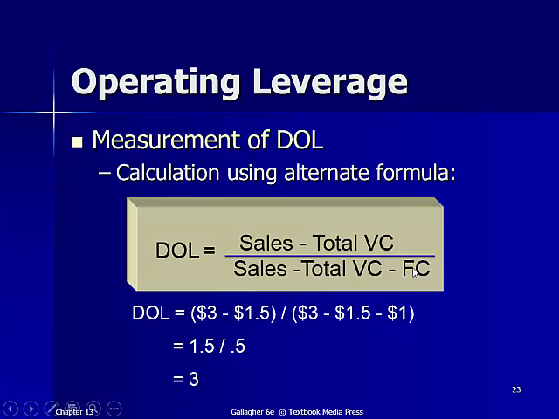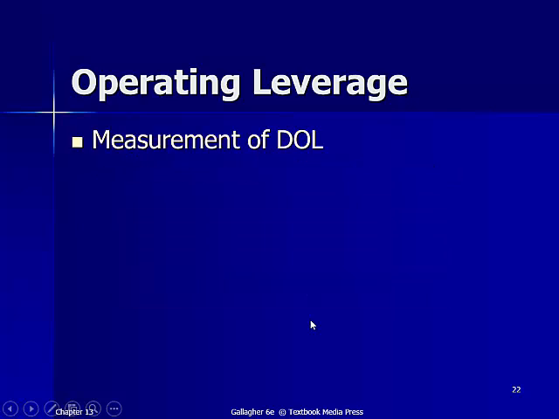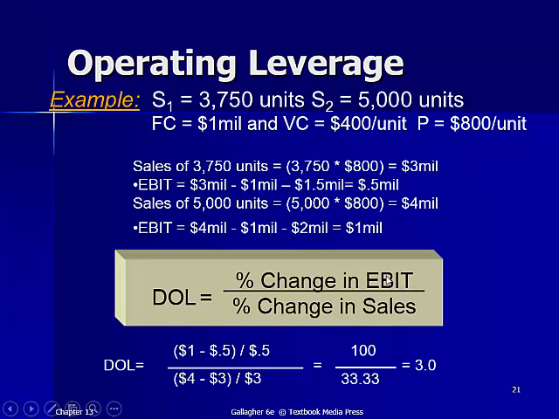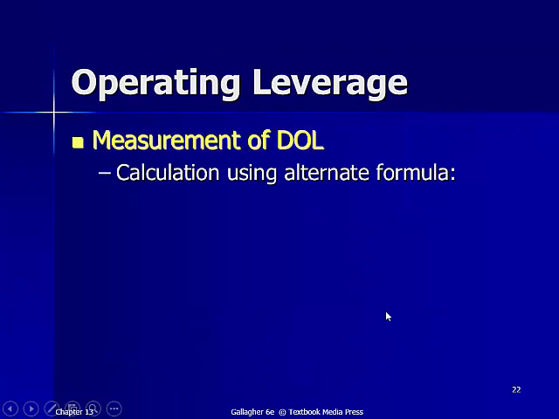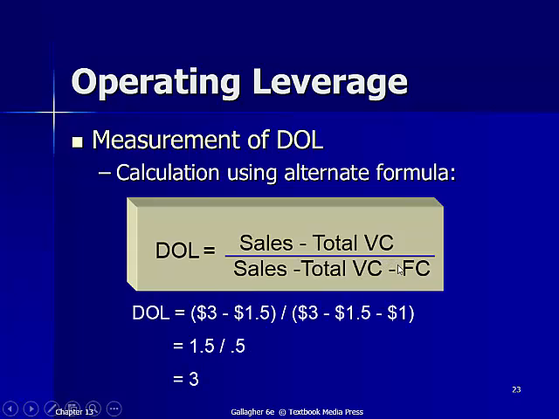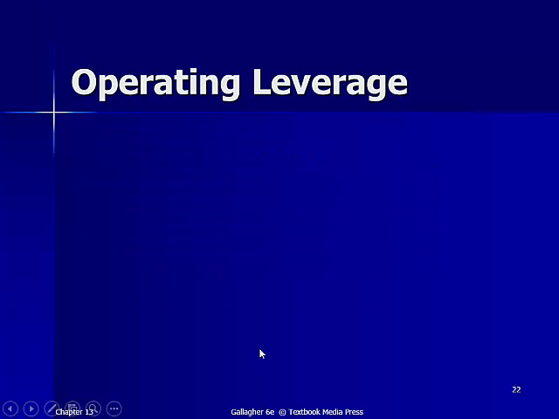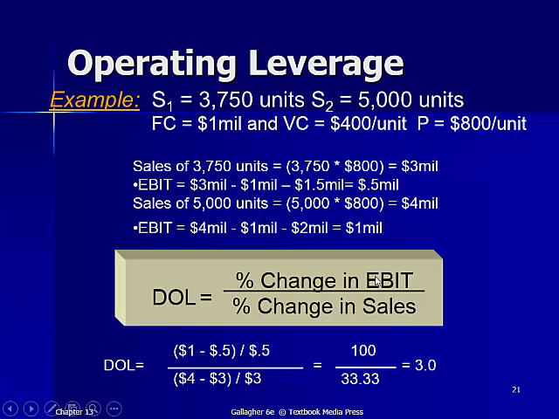If we had no fixed costs, if our fixed costs were 0, then the numerator and the denominator would be the same and the degree of operating leverage would be 1. That is, there's no magnification going on. The percent change in your operating income is the same as the percent change in your sales. But as soon as we start subtracting something out of the denominator that's not subtracted out of the numerator, this number becomes greater than 1, in this case 3. So the percent change in operating income is 3 times the percent change in sales.